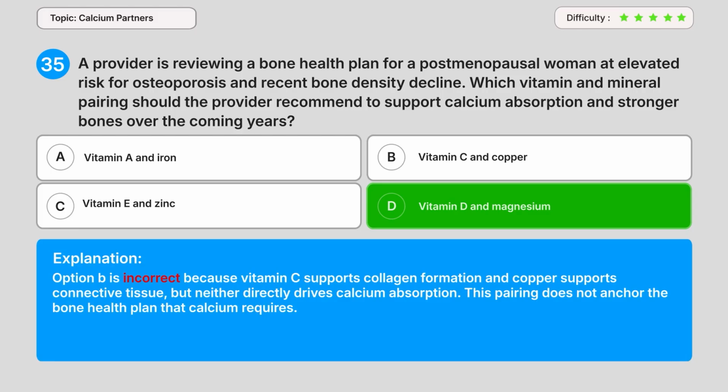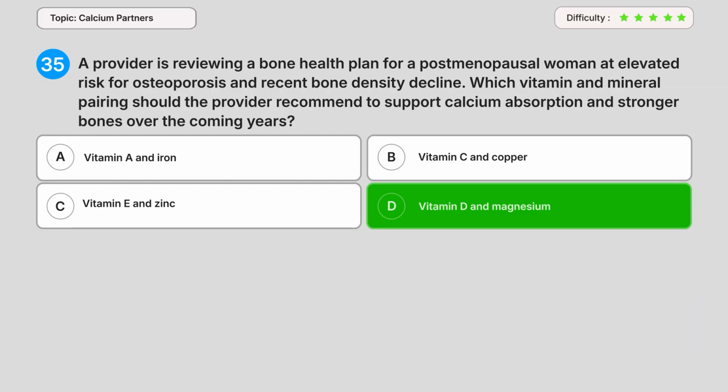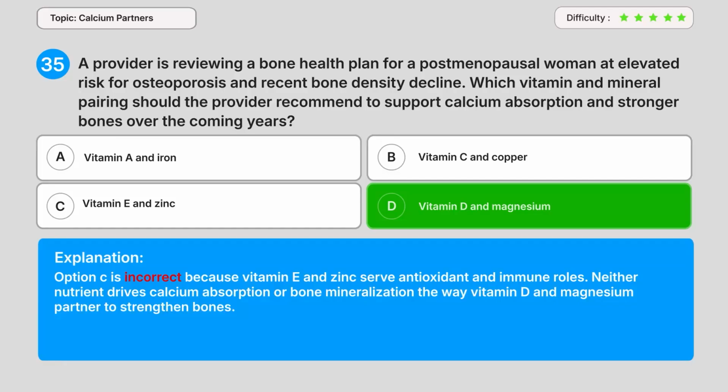Option B is incorrect because vitamin C supports collagen formation and copper supports connective tissue, but neither directly drives calcium absorption. This pairing does not anchor the bone health plan that calcium requires. Option C is incorrect because vitamin E and zinc serve antioxidant and immune roles. Neither nutrient drives calcium absorption or bone mineralization the way vitamin D and magnesium partner to strengthen bones.